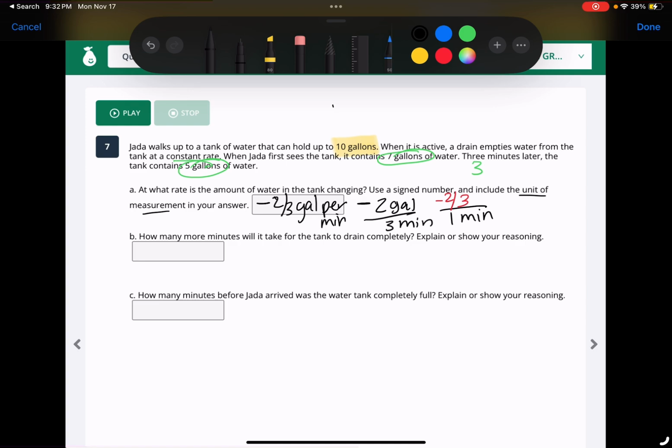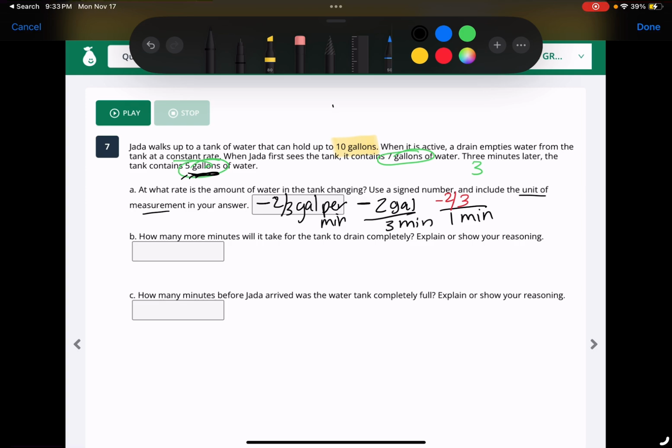We'll use that to help us with the next question, part B. How many more minutes will it take for it to drain completely? Well, right now, after the 3 minutes, it's at 5. So we're going to go down 5 more gallons.